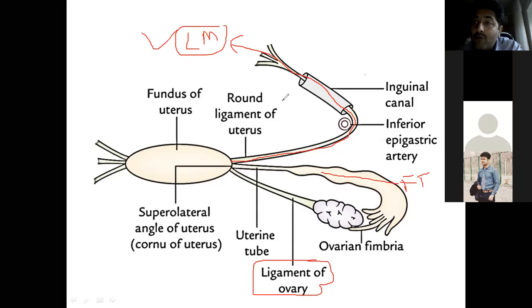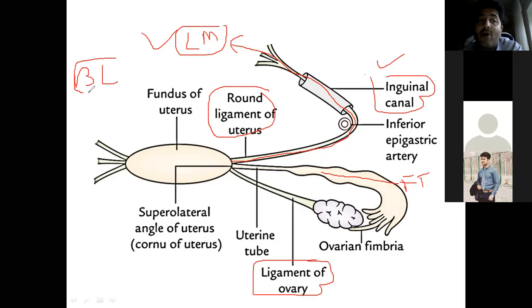Okay. So please remember, this is the round ligament of uterus, which is a component of the inguinal canal, not the broad ligament. Broad ligament is a two layer of peritoneum which is covering the uterus. Okay. Round ligament is a part of the inguinal canal in females.